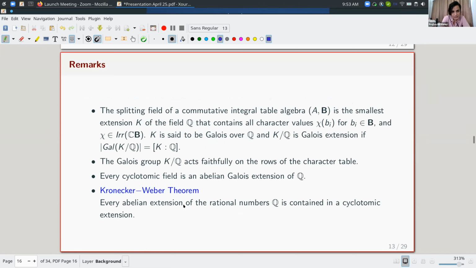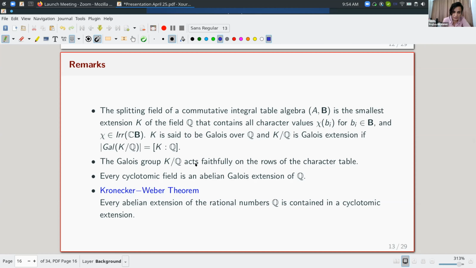So again, some more remarks here. The splitting field of a commutative integral table algebra is the smallest field extension K over the rationals that contains all the character values in the character table. And we say that this field extension is Galois if the size of the Galois group is equal to the dimension of the extension. We also know that the Galois group acts faithfully on the rows of the character table. And every cyclotomic field is an abelian Galois extension over the rationals.